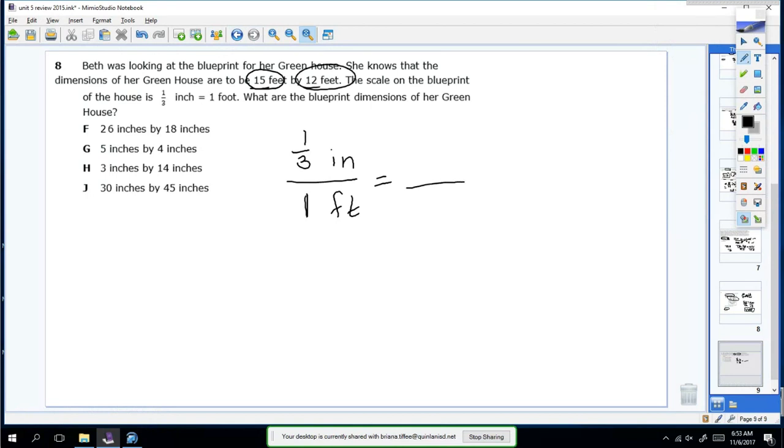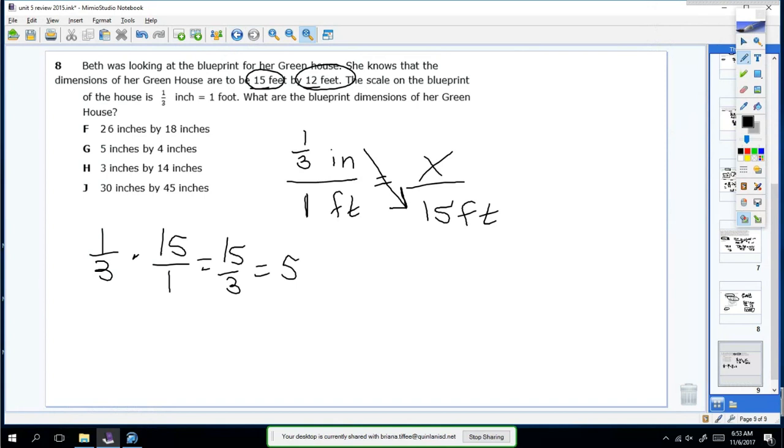So this is 1/3 inch for every 1 foot is equal to, we got 15 feet and 12 feet. So I'm going to do 15 feet first. And x goes on top. So you're going to do 1/3 times 15. So that means 1/3 times 15 over 1. So that's just 15 over 3, which equals 5. That's the reason why you do not change it to a decimal. It's much easier to multiply it as a fraction because you can simplify it. And x times 1 is just x. So it's just x is equal to 5.